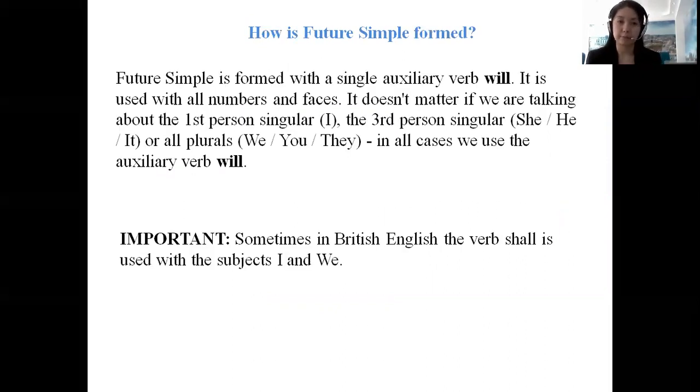How is future simple formed? Future simple is formed with a single auxiliary verb will. It is used with all numbers and persons. It doesn't matter if we are talking about the first person singular, it's I, yes, the third person singular, he, she, it, or all plurals, we, you, they. In all cases, we use the auxiliary verb will. But important, sometimes in British English, the verb shall is used with the subject I and we.